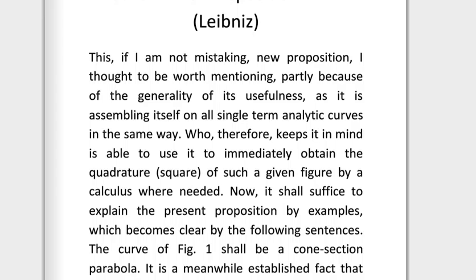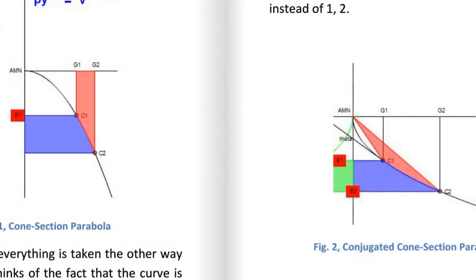The curve of figure 1 shall be a cone section parabola. It is a meanwhile established fact that the squares of the distances BC, or the powers whose exponent is 2, behave like the AB or GC, or their powers with the exponent 1. Ergo, the zone C1, B1, B2, C2, C1 will behave to the zone C1, G1, G2, C2, C1 like 2 to 1. And this is just what we exercised. Okay, I'll stop right here.